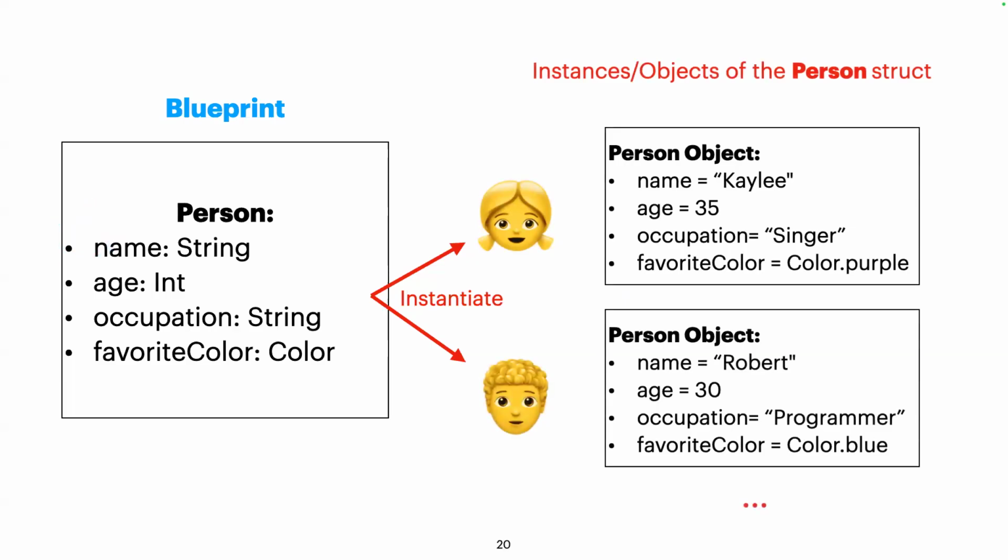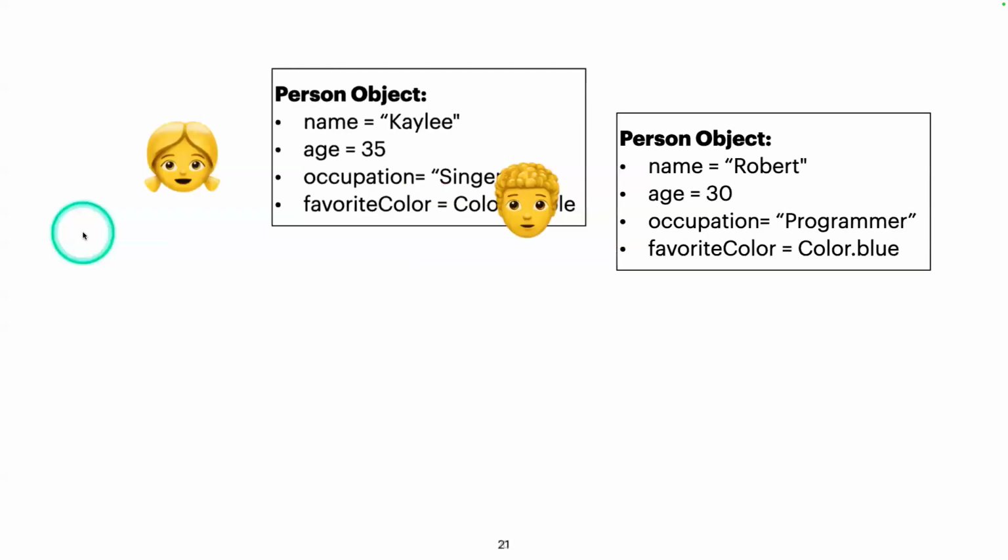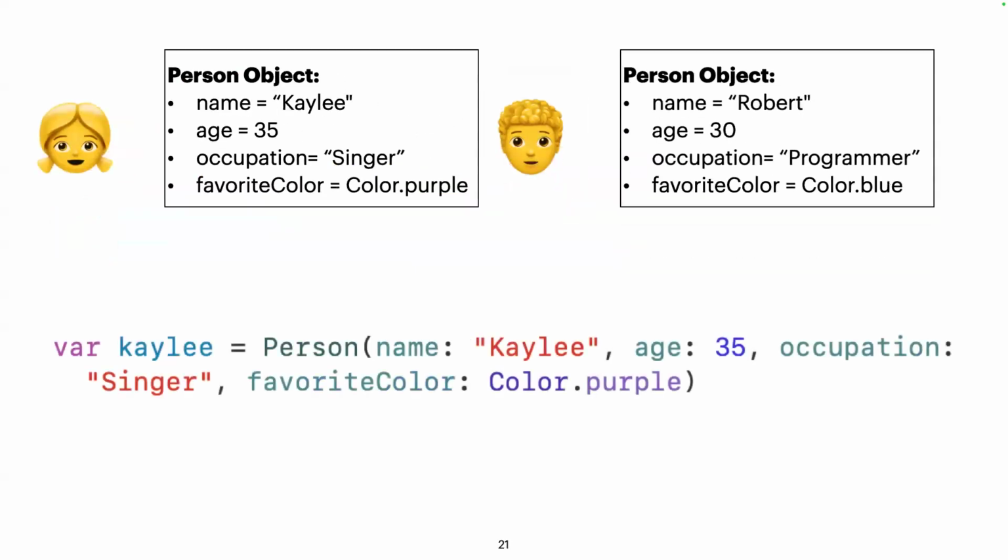Here we created two people, and we call these instances or objects of the person struct. We use this blueprint and we create these two people. These two people have different values for the properties, right? Kaylee's name is different from Robert's name, the age is different, and so forth. And we could use these objects in our code to do operations.